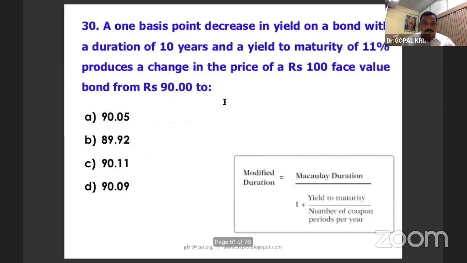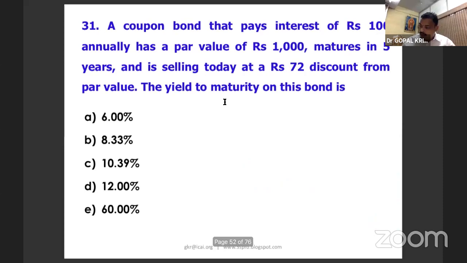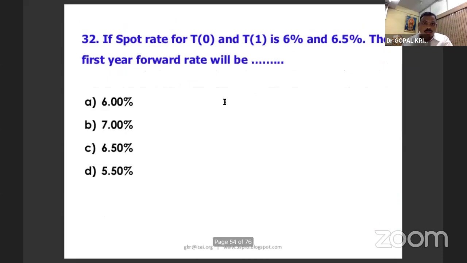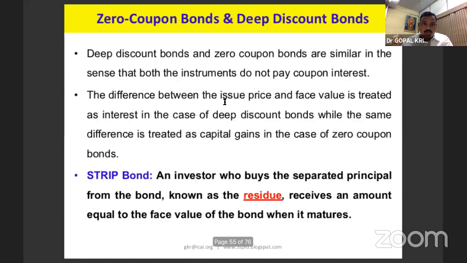Okay. 30 also I will do after the arithmetic. 31 also I have to do after the arithmetic. And spot rate, forward rate, 32, also I will do after the arithmetic.